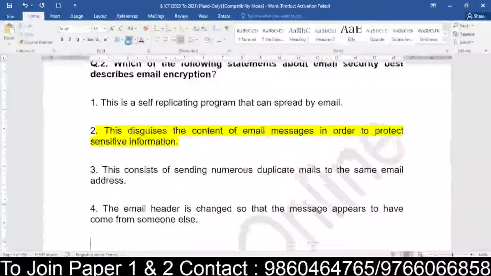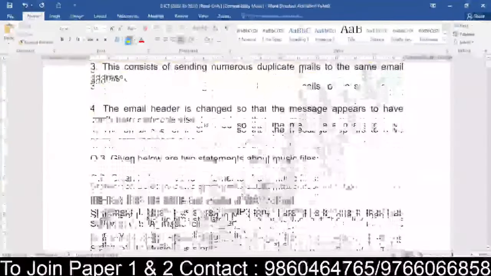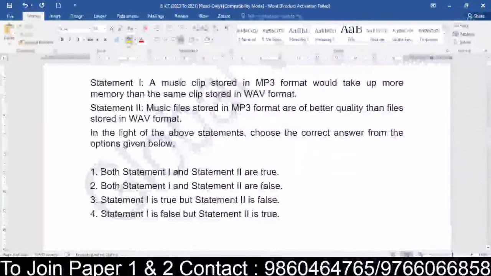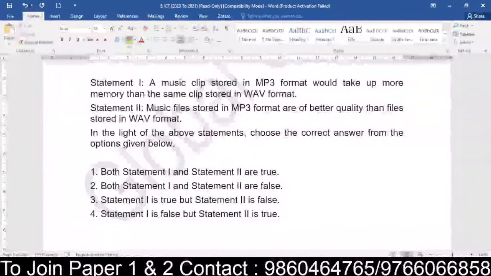Coming to the next question, we have a statement-type question. We have two statements and you are supposed to say whether each statement is true or false. I hope everyone has joined.